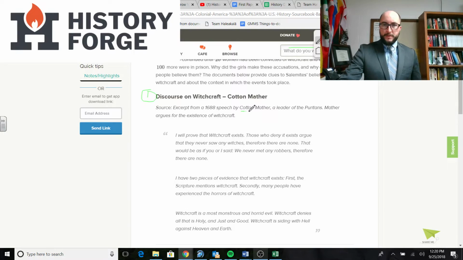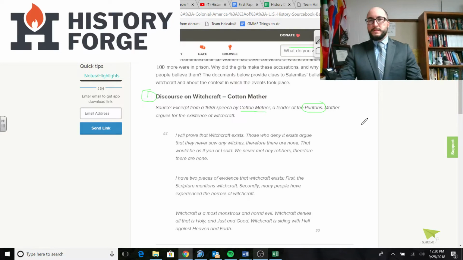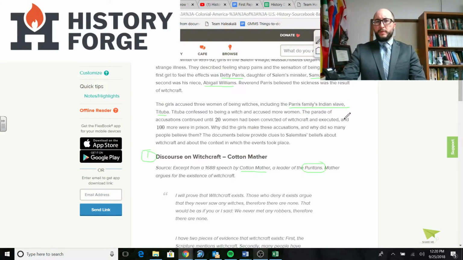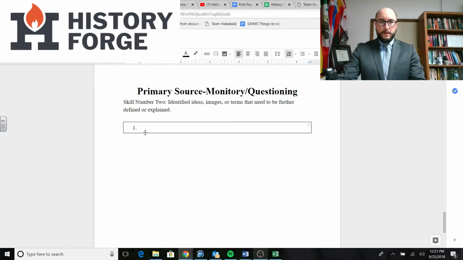So Cotton Mather is a person we should underline, and he's a leader of this group called Puritans. So we've already got a couple names, and Puritans is a big one. Names of people are pretty obvious. We're not obviously going to know who they are unless we've already done reading about this topic. And Puritans is another name, but for a group, not an individual. So in here, we don't actually know what Puritans are.